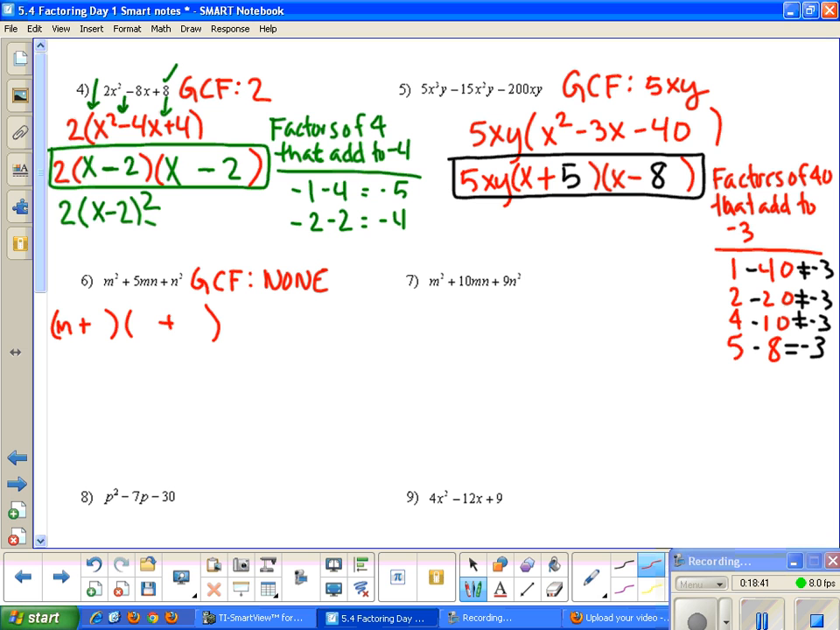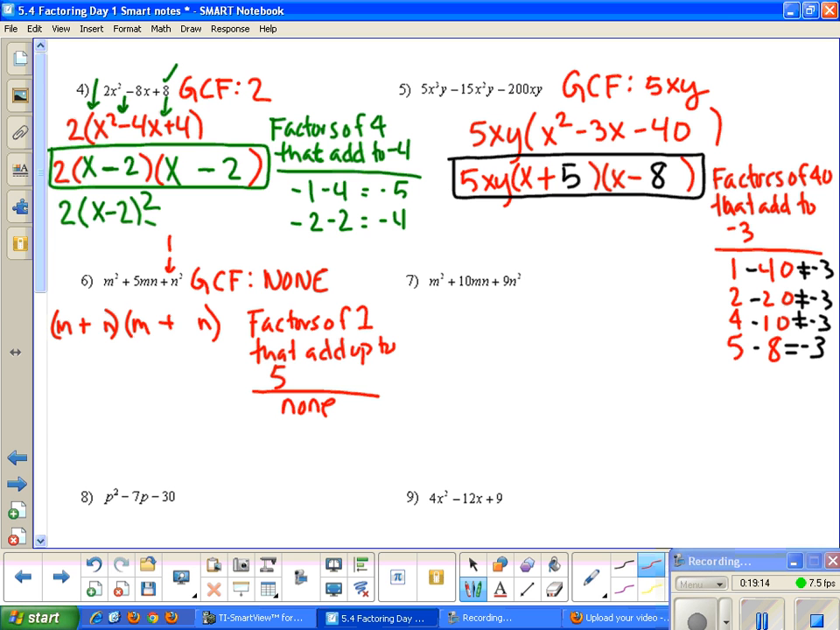This is an m squared, so m would go here and here. And notice this is an n squared, so that would mean we need an n here and here for our last term, because n times n would give us n squared. But notice the number is what we're concerned about. The number in front is 1, so that means we need factors of 1 that add up to 5. Now, if you look, can you have factors of 1 that add up to 5? No, so there are none.